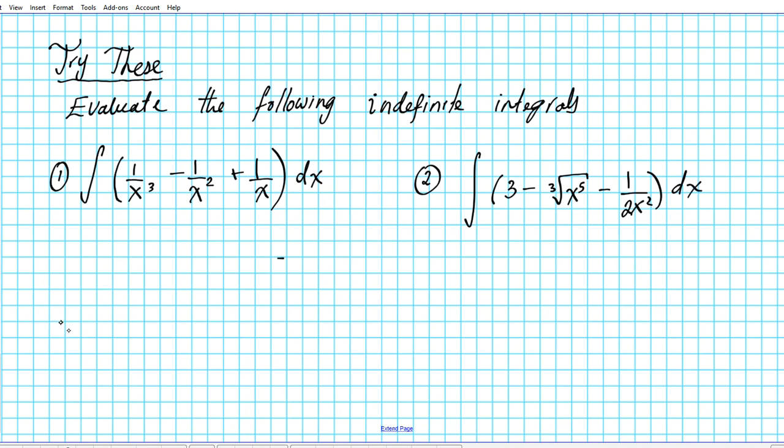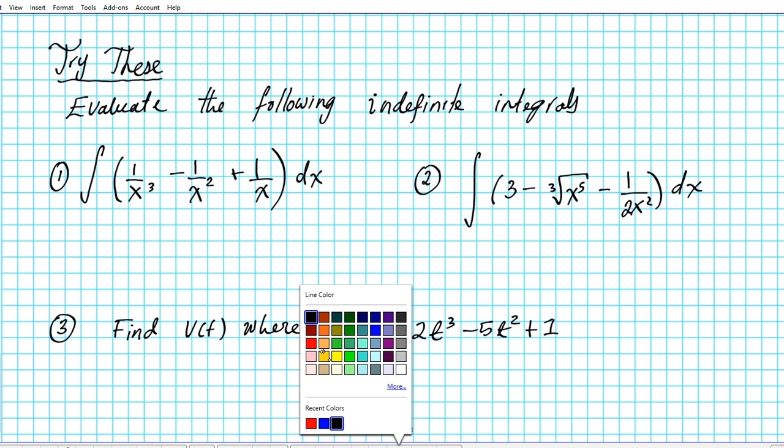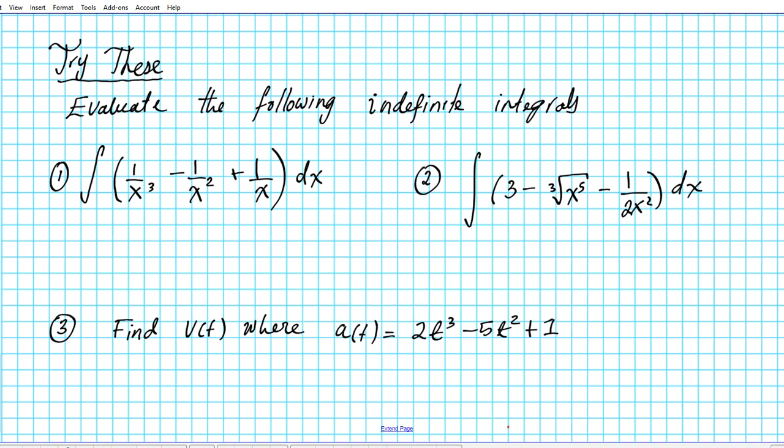And then number 3, what if you were to find the velocity function, find v of t, where the acceleration function a of t is equal to 2t to the third minus 5t squared plus 1. Okay, so go ahead and attempt these 3 problems, pause the video presentation and do it. When you're done, reinitiate the playback so that you can see what the correct answers to these 3 questions are.